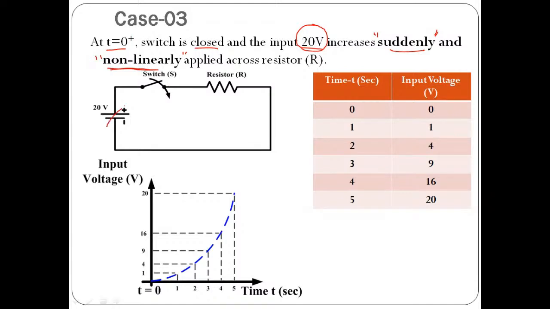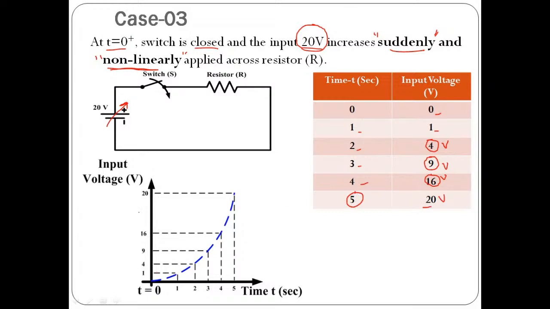So here, by using some external mechanism, definitely we need to have that provision to change the voltage suddenly and non-linearly. See in the table, at t equals to 0, we apply no voltage. That's why voltage is 0. At t equals to 1 second, we apply 1 volt. At t equals to 2, instead of providing 2 volt, we suddenly increase the voltage to 4. At t equals to 3 second, we non-linearly increase the voltage from 4 to 9. And then for 4 we increase to 16, and finally at 5 we apply entire 20 volt as an input.